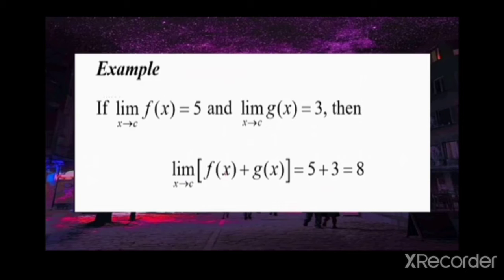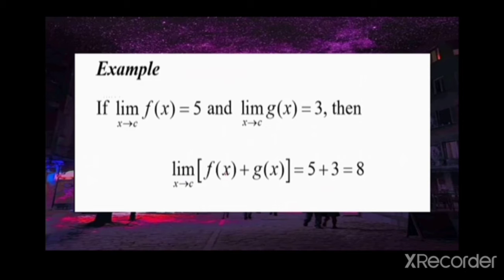Since we already have the values of the individual limits, if we are asked to solve for the sum of their limits, we just need to add them. So we have 5 plus 3 equals 8. Therefore, the limit of quantity f of x plus g of x as x approaches c is equal to 8.